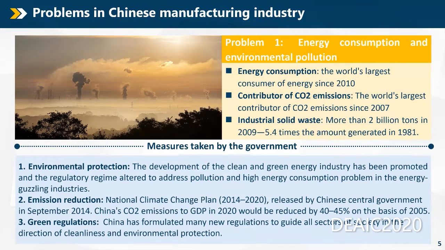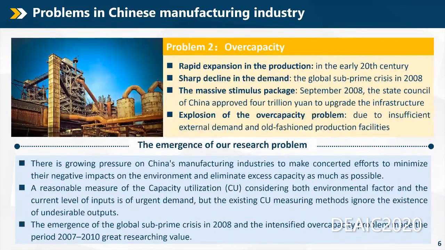China produced more than 2 billion tons of industrial solid waste in 2009, which was 5.4 times the amount generated in 1981. To overcome this problem, Chinese government has taken actions to do environmental protection, emission reduction, and formulated many new green regulations. The second problem is overcapacity.